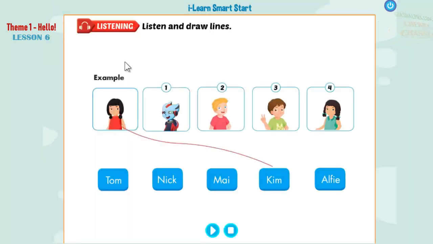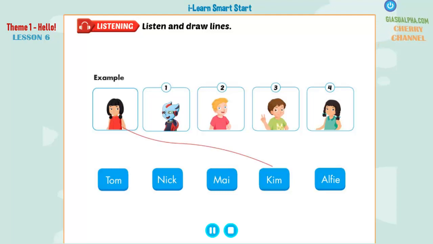Listening. Listen and draw lines. Look at the pictures. Listen. There is one example. What's your name? My name's Kim. Kim, how do you spell it? K-I-M. Can you see the line? This is an example. Now, listen and draw lines.